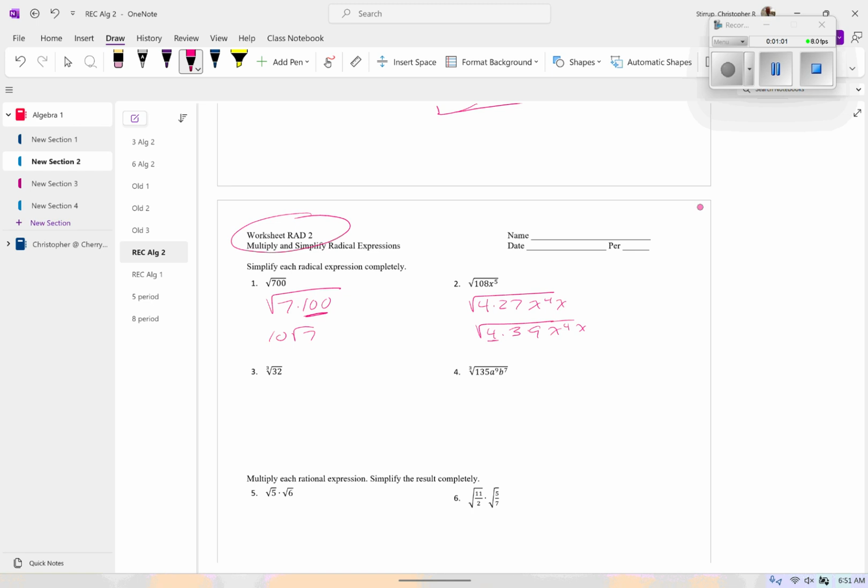So 4 is a perfect square. Square root of 4 is 2. Square root of 9 is 3. 3 times 2 is 6. X to the fourth is a perfect square. Take half of that, so you get that for an answer.